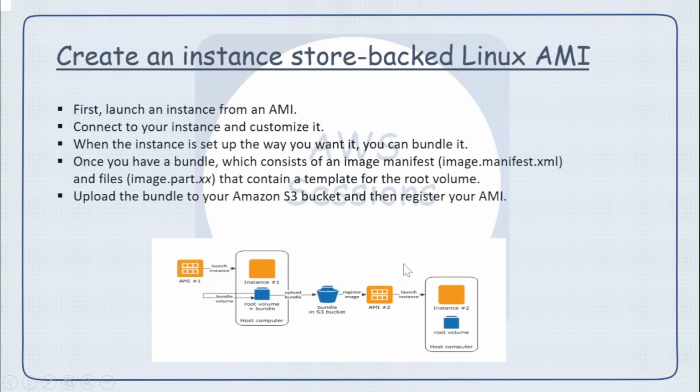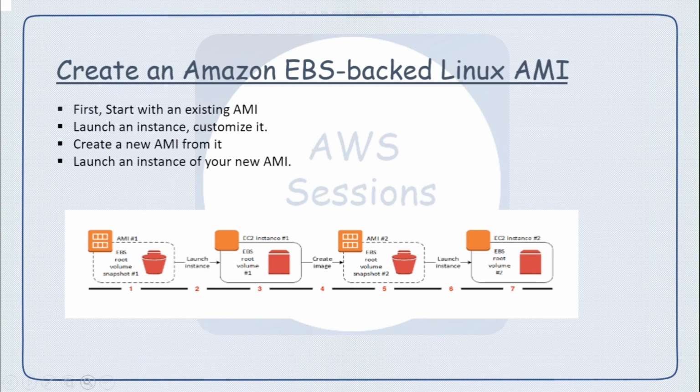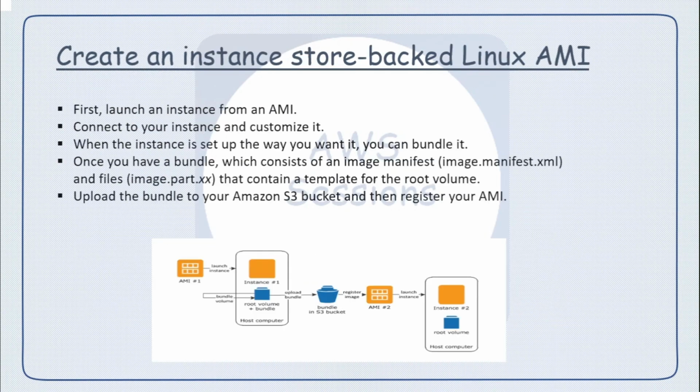So the steps are slightly different compared to EBS. If I quickly go back to EBS, you see it's very straightforward. You create an instance for EBS backed, you customize it, you create an AMI and you launch it. But in case of instance store, the first two steps are very similar. You launch an instance, then you have to create a bundle, upload that bundle to S3, and then create the AMI and then launch it. So slight changes. That's all for the theoretical part.